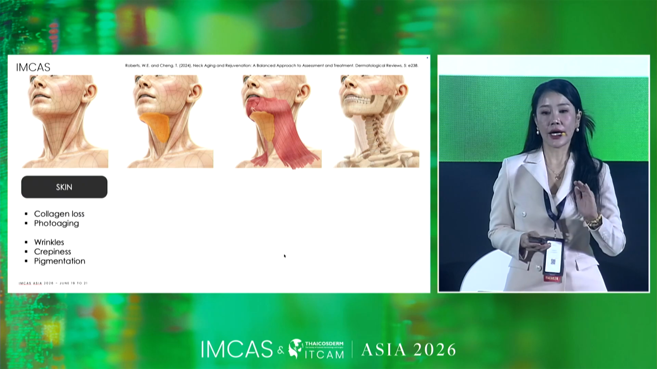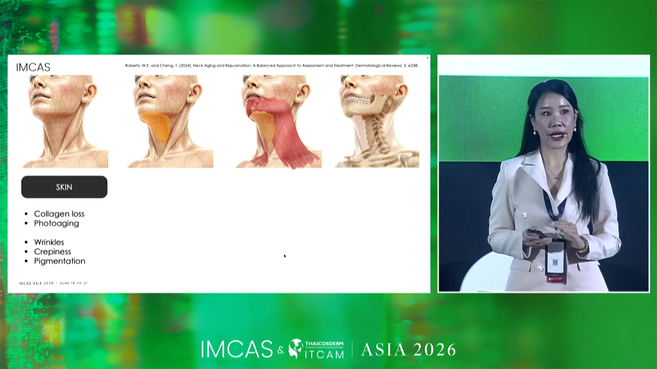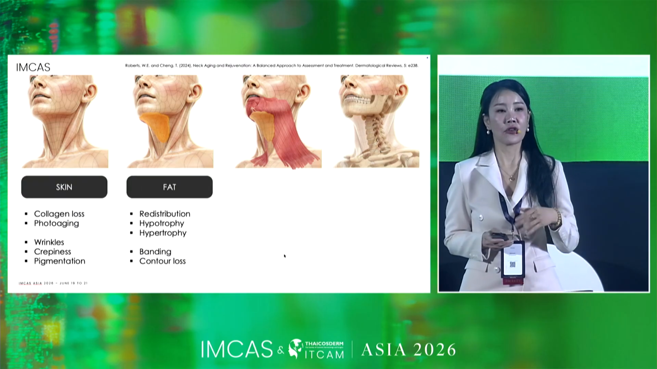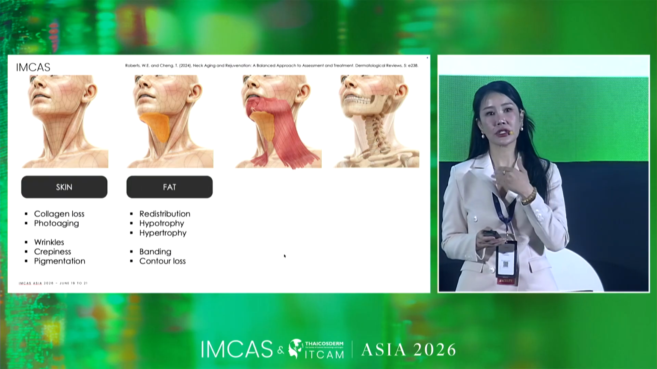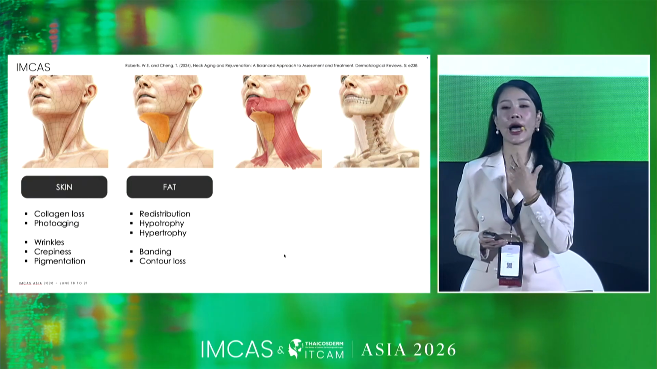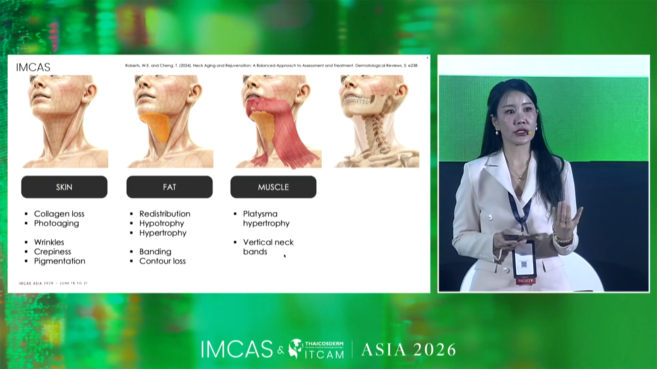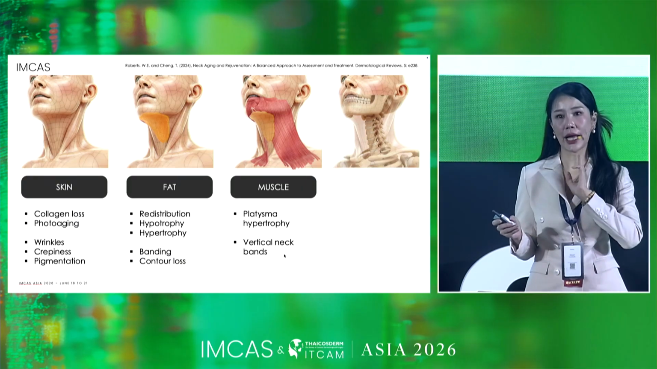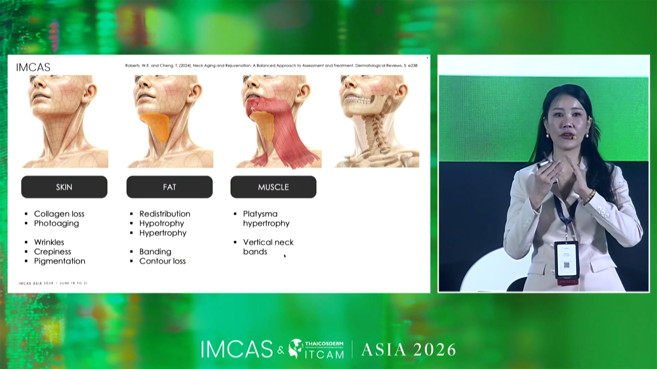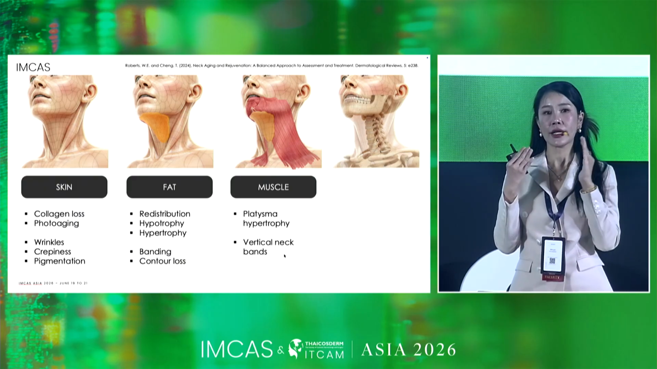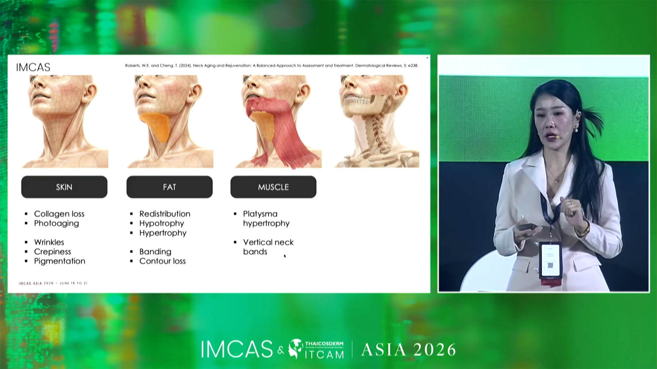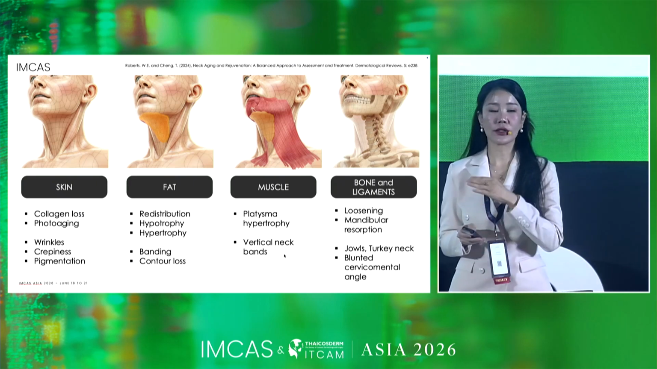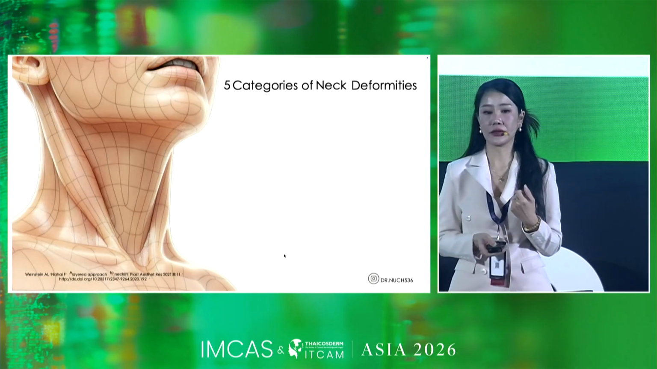For the neck, I divide it into four layers. We start with the skin: we have collagen loss with photo damage. For the fat, we have fat redistribution, with some areas of hypotrophy and hypertrophy. The muscle also has hyperactivity of the platysma that can cause vertical bands, or in some cases there might be weakening of the platysma that leads to dissection of the platysma bands. And last but not least is bone resorption, which will cause a blunt cervical angle.